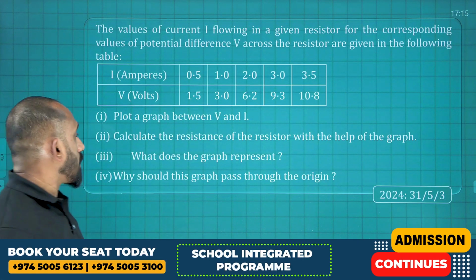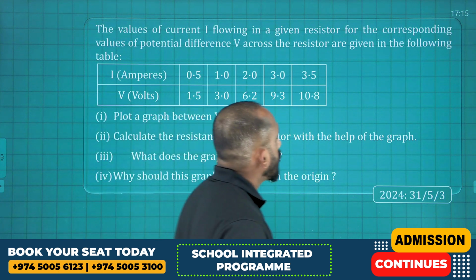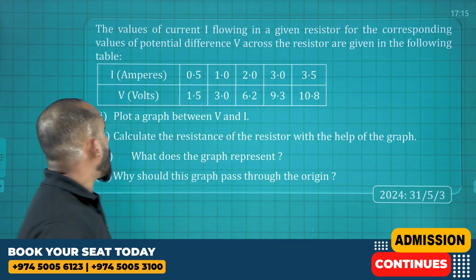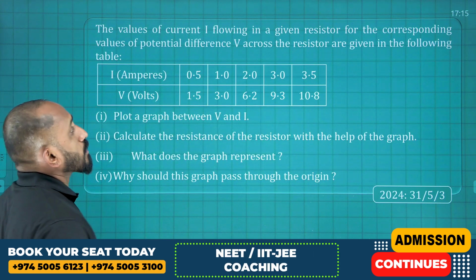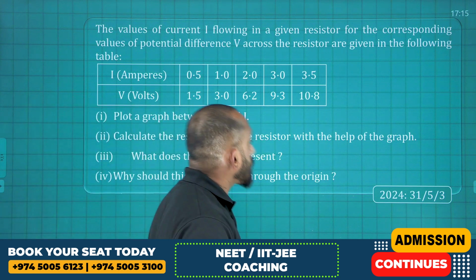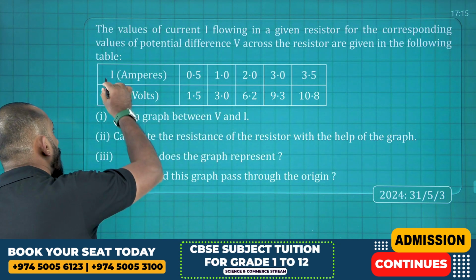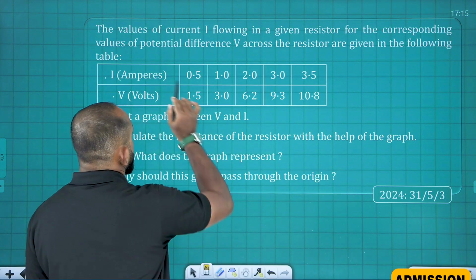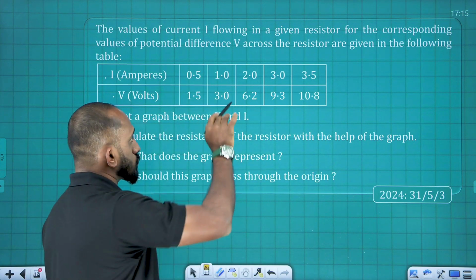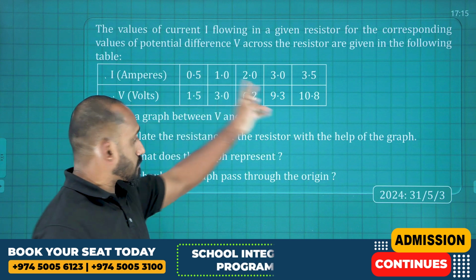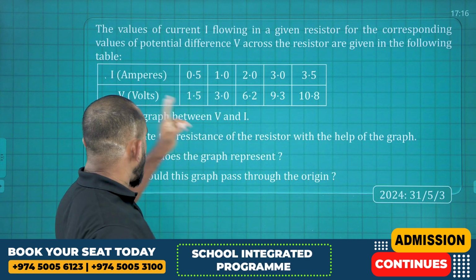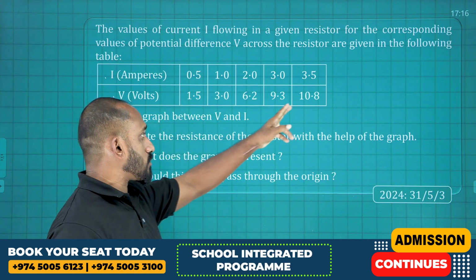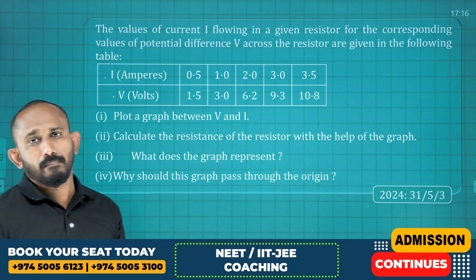The values of current I flowing in a given resistor for the corresponding values of potential difference V across the resistor are given in the following table. So I and V are given in the table. The current is 0.5, 1, 2, 3, 3.5, changing like that. The voltage is given as 1.5, 3, 6.2, 9.3, 10.8.